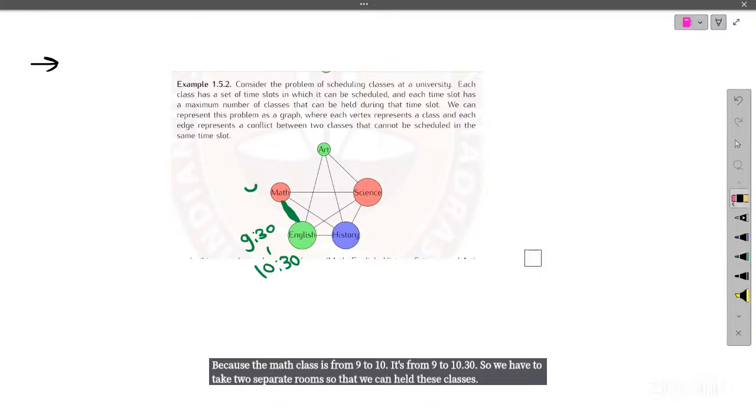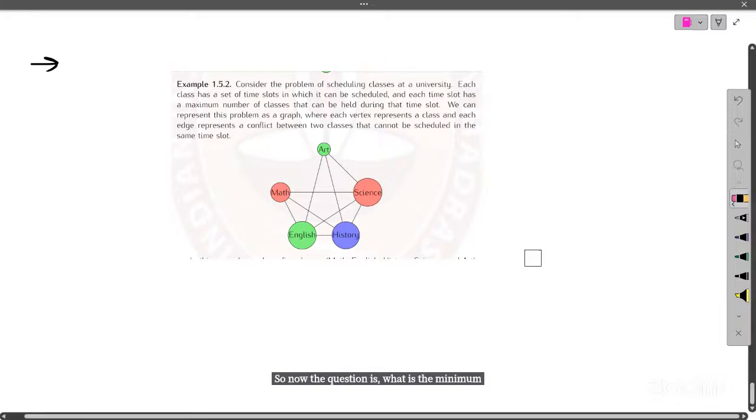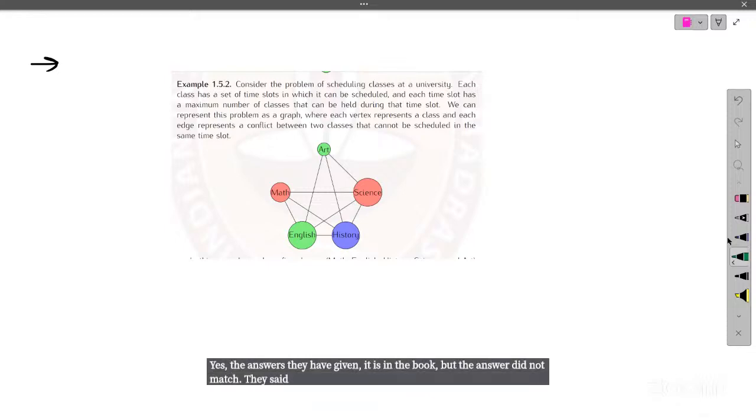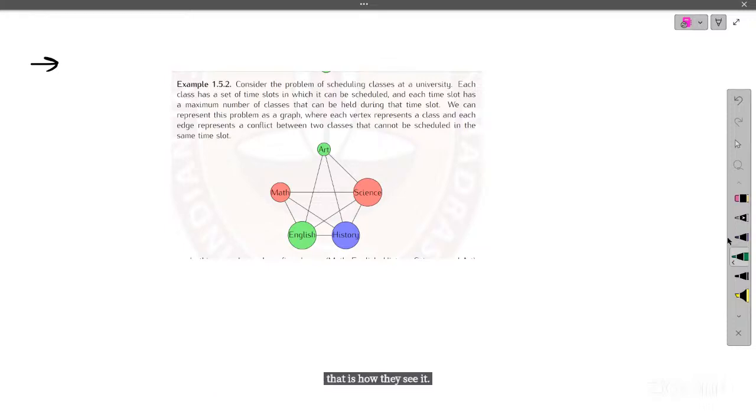So now the question is, what is the minimum number of rooms we need? Yes, the answers they have given, it is in the book, but the answer did not match. They said arts, maths, history and science and English. That is how they said it. Arts, maths, means?